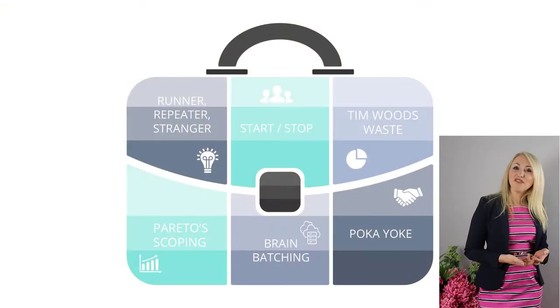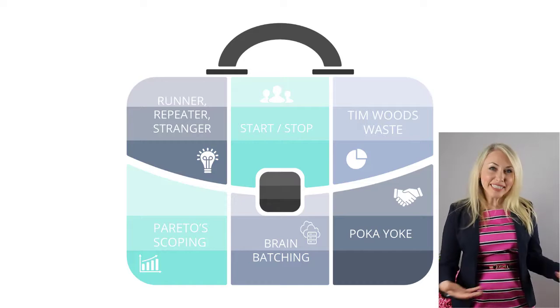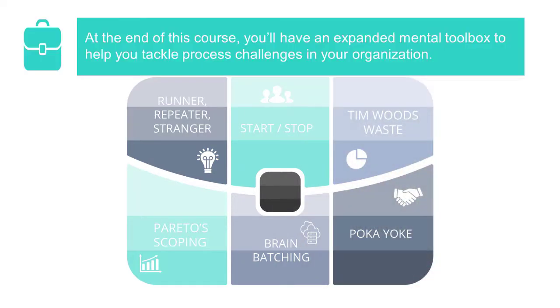We are going to build out your toolbox with 6 proven techniques that have been used in the continuous improvement space, Lean, Six Sigma, and starting to really think through how would we use this in our own organization.